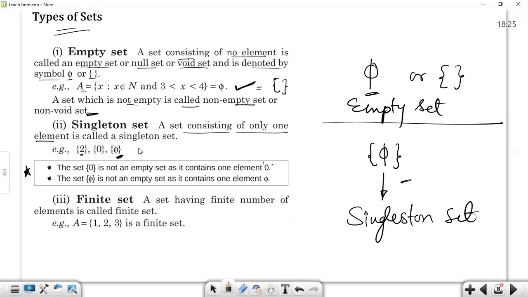Any doubts? No, sir. No doubt. What about Tanish? No doubt.